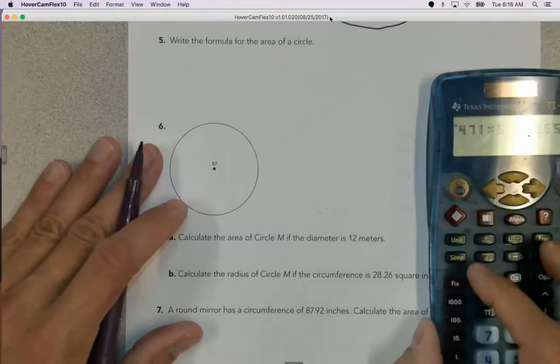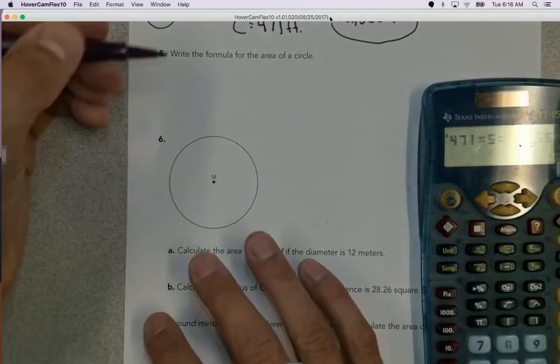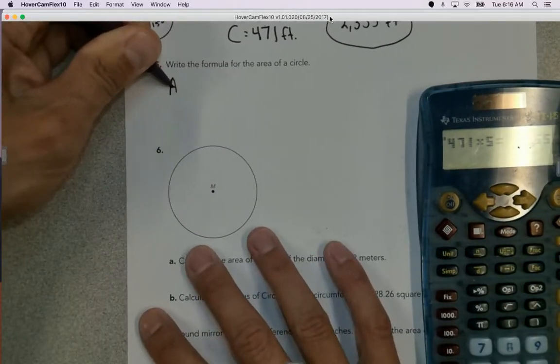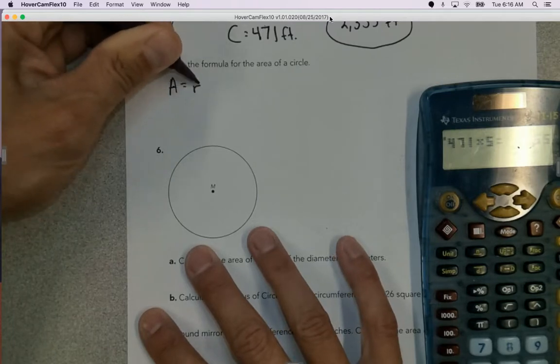Write the formula for the area of a circle. The area of a circle is going to be the radius squared times pi.